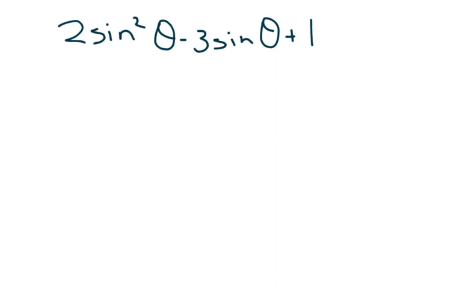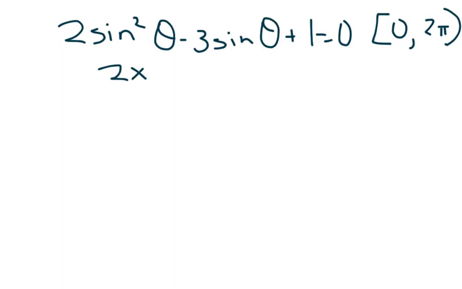So the first one is 2 sine squared theta minus 3 sine of theta plus 1 equals 0. They want all solutions from 0 to 2 pi, including 0, excluding 2 pi. So just keep in mind, this is kind of like saying 2x squared, although let's go ahead and use y because sine is y. I'm going to do 2y squared minus 3y plus 1 equals 0.